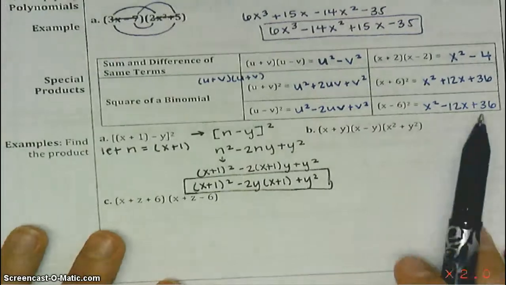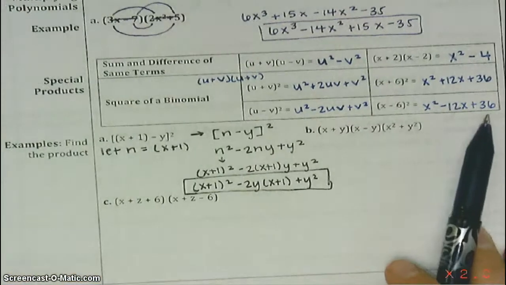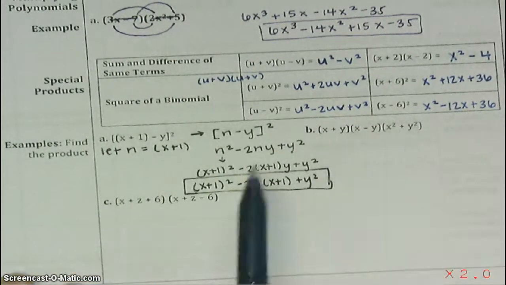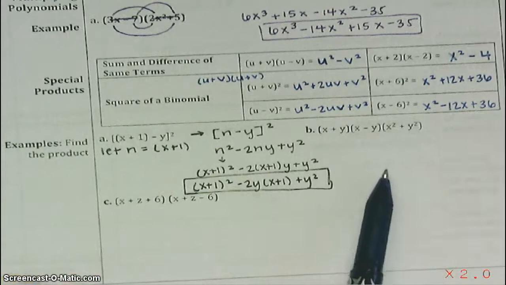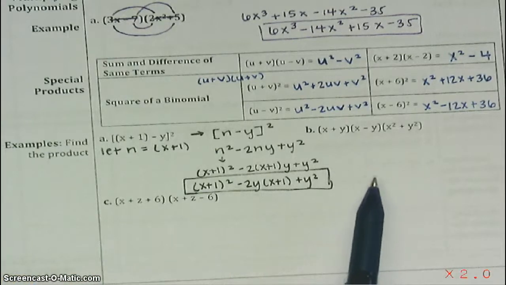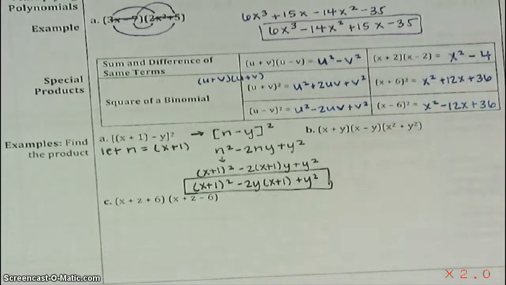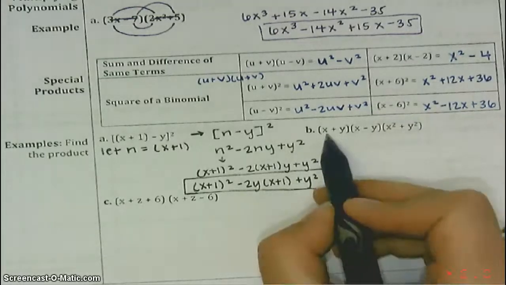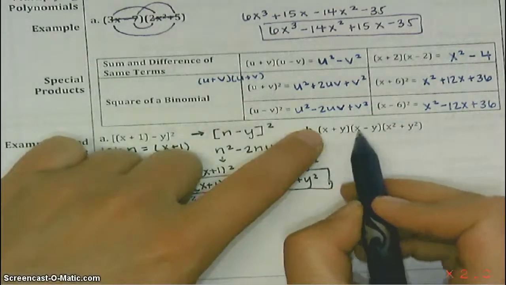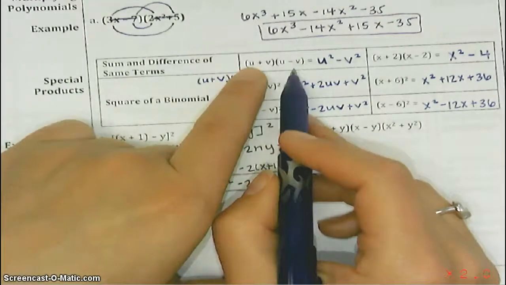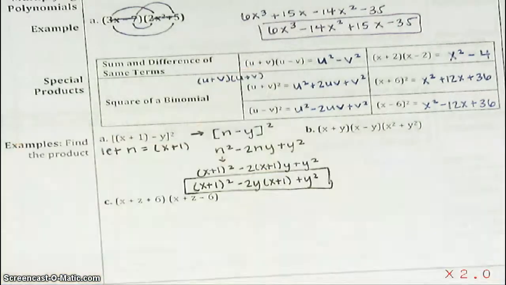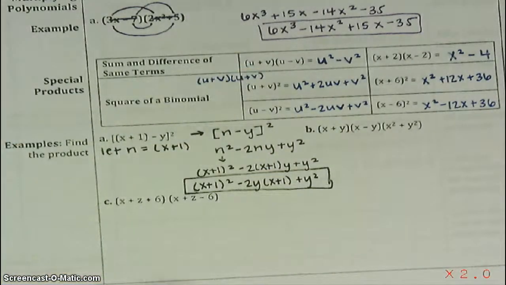Part B, here we're going to have a couple things going on. We have 3 binomials. What I would do is maybe look to see which ones look the same, see if you can figure out which of these properties you're going to use. If you look at the first two, we have this x plus y, x minus y, which kind of goes along with this u plus v, u minus v. I'm going to apply that property.